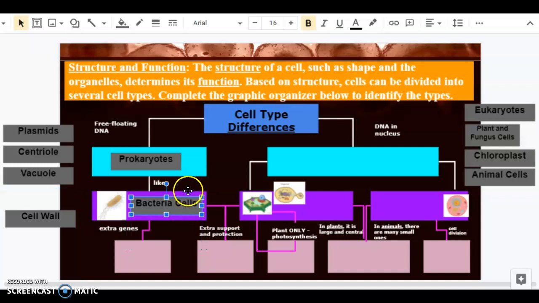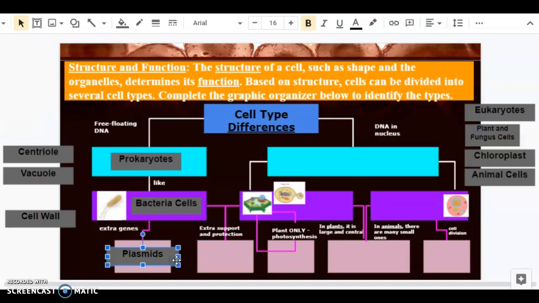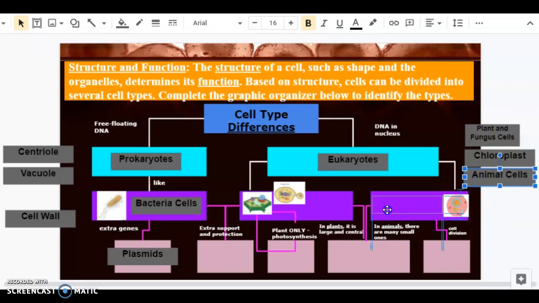They have just a single chromosome, but they do contain extra genes in a way that eukaryotic cells do not, in their plasmids. If the DNA is in a nucleus, that cell is going to be called a eukaryotic cell, or eukaryotes. And there are three basic types of eukaryotic cells. We have, first of all, pictured over here, this circle-ish cell, an animal cell. And pictured to its left, we have two cells, and this is the plant, and this is the fungus cell.